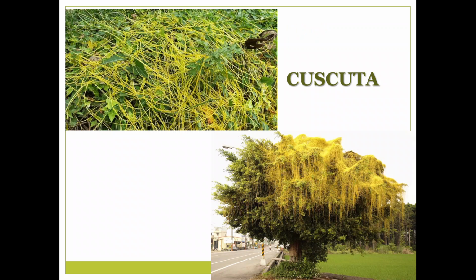Have you seen yellow thread-like structures twining around the stem, branches and leaves of some trees? This thread-like plant is cuscuta. It neither has leaves nor chlorophyll. So that means it cannot make its own food. It depends on the plant on which it is growing. It will take the food from the plant on which it is climbing.